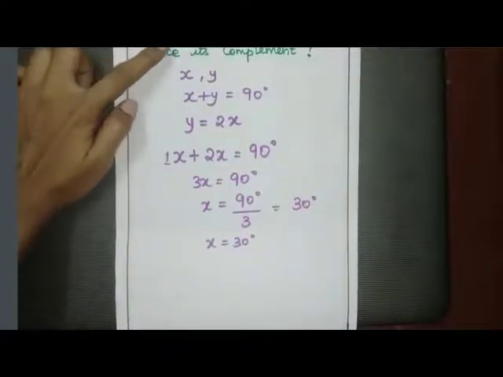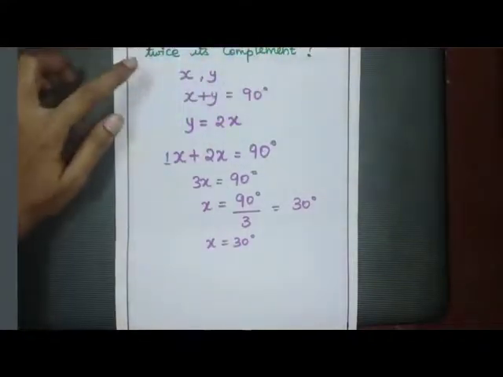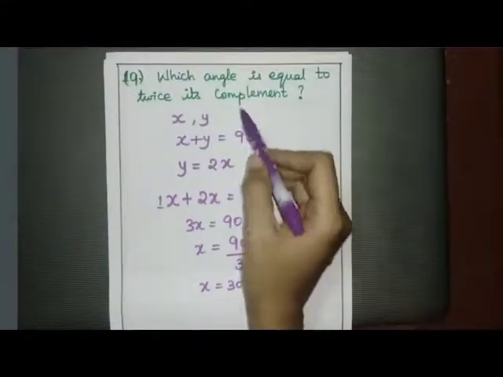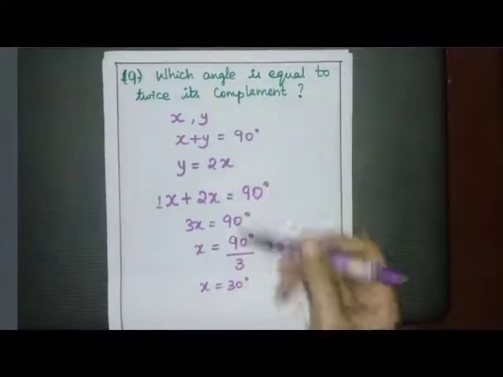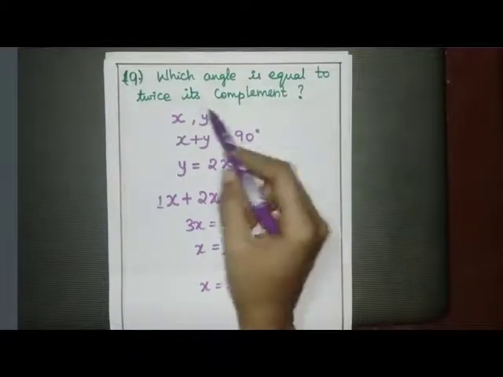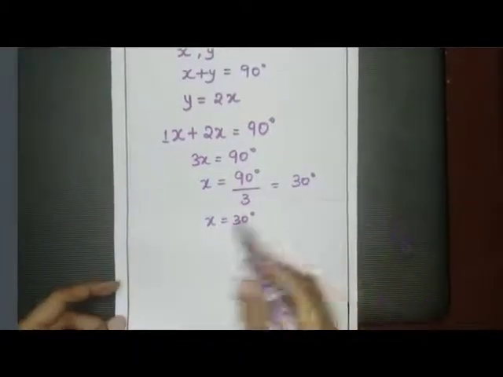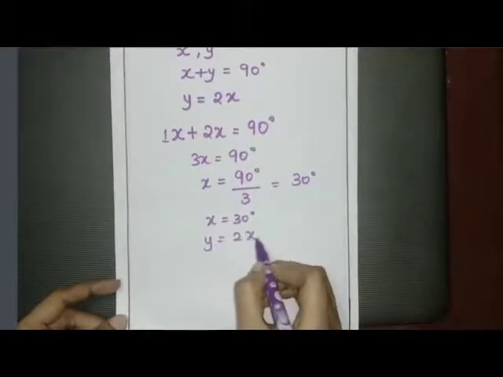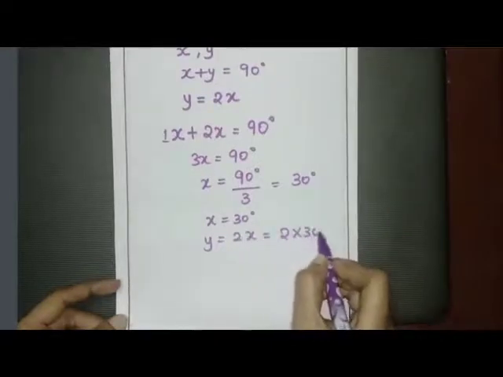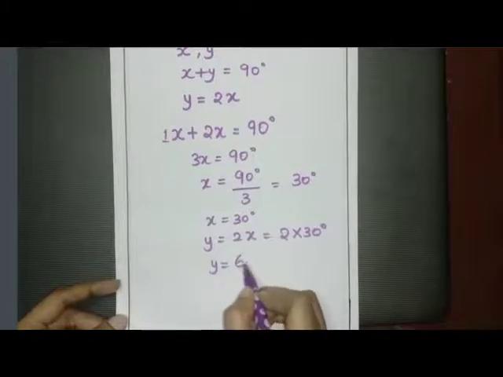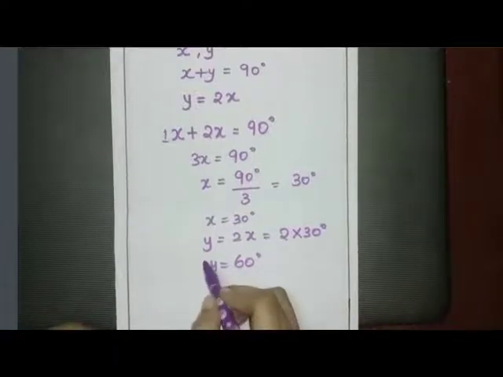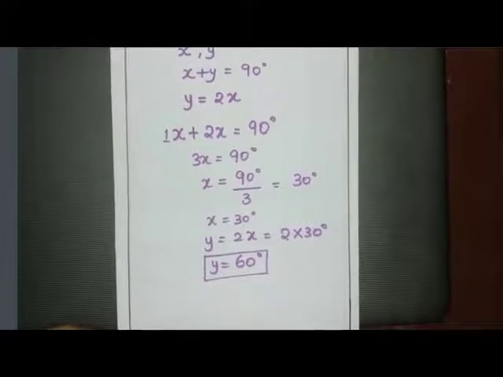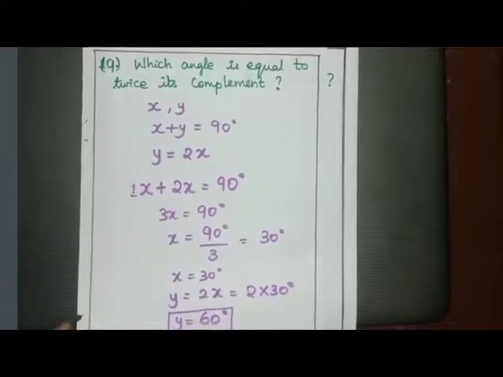So what is the question? Which angle is equal to twice its complement? So you have to find the angle which is twice its complement. Complement angle is 30. You have to find twice its complement. So y is 2 times x. X is nothing but 30 degrees. So the answer is 2 threes are 6. So the answer is 60 degrees. So this is the answer. Next problem.